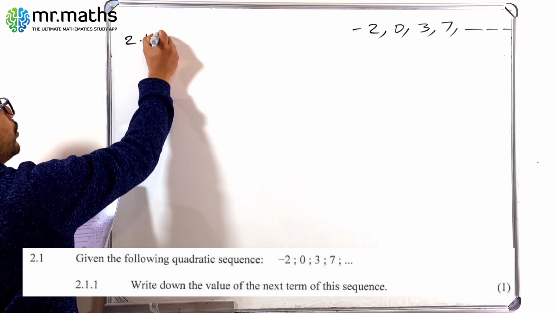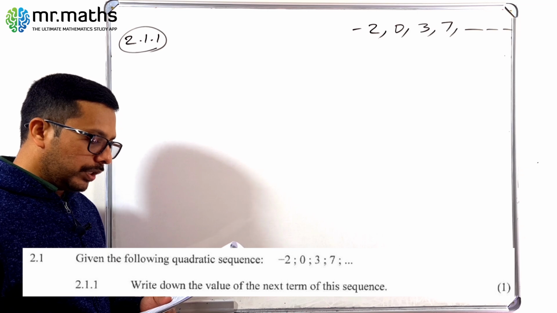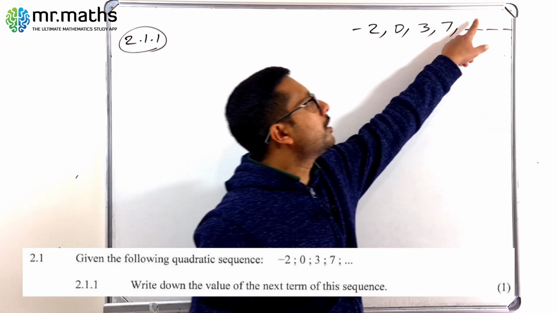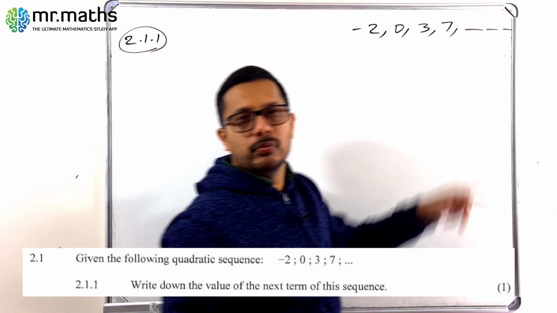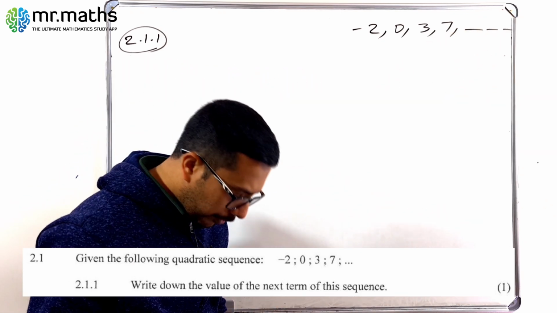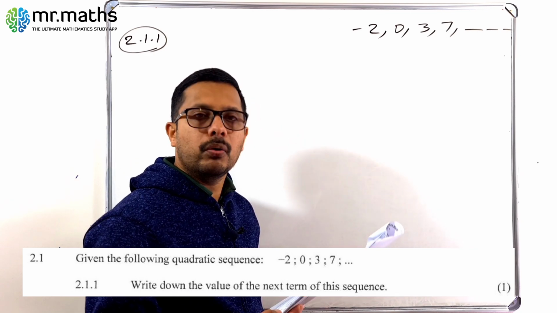Okay, now what is the first question? 2.1.1. Write down the value of the next term of this sequence. You have to find what is the next term here. Okay, that is what you want to find. So how can you find the next term? Yeah, you did many questions like this. So that's a simple question, only 1 mark.